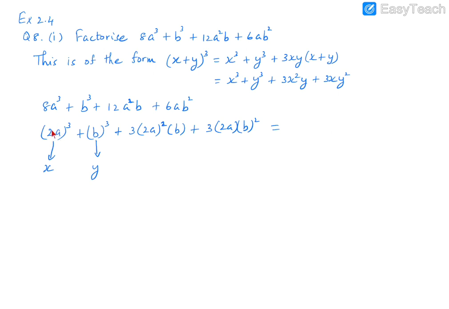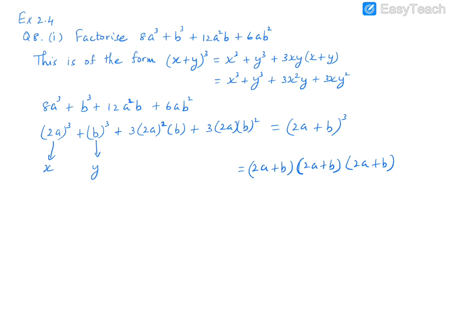So in place of x we have 2a, and in place of y we have b, so it's 2a plus b the whole cube, which we can write as 2a plus b into 2a plus b into 2a plus b. Okay, so we have factorized this expression again using the x plus y the whole cube identity, which is identity number 6 that we have seen in this chapter.